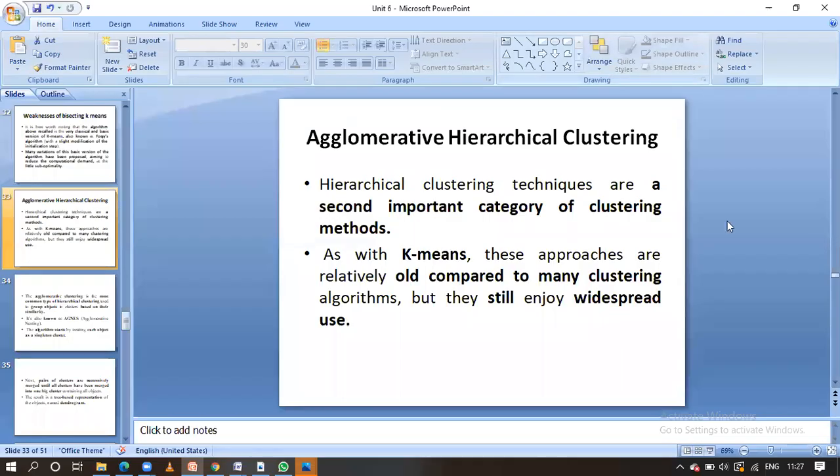I am explaining again: what is agglomerative hierarchical clustering? This is the second type of clustering technique, guys. Before that, we discussed the k-means algorithm, which is the older one. But compared with newer algorithms, the k-means algorithm is still used in widespread applications.